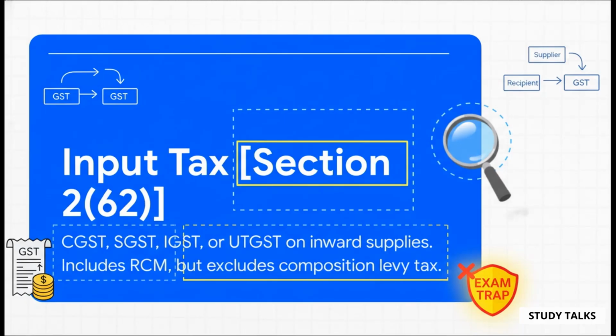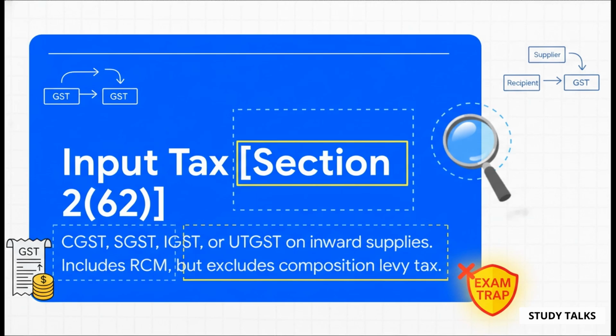But what is input tax? Well, it's the CGST, SGST, IGST, basically any GST you pay when you buy stuff. It also includes the tax you pay on imports and even tax paid under the reverse charge mechanism. But what does it exclude? This is a classic exam trap. It does not include any tax paid under the composition scheme.